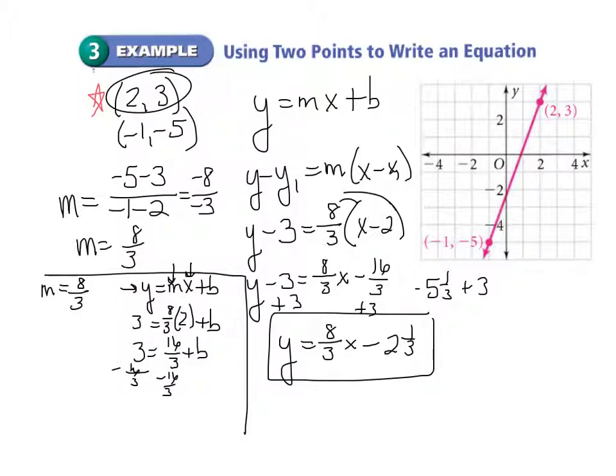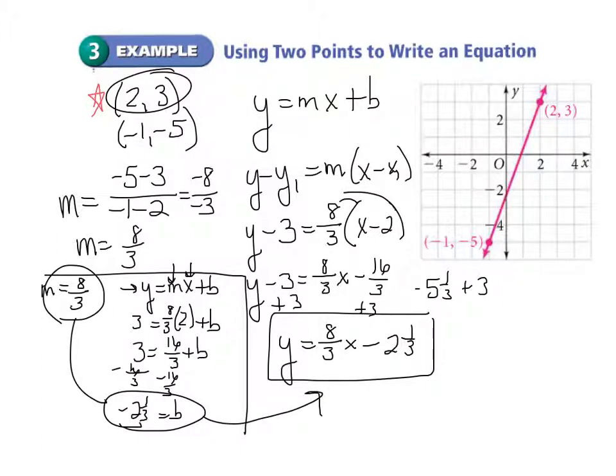That's the same as taking 3 minus 5 1/3, which would give you -2 1/3. You could take the slope and the y-intercept, plug them in, and you would get the same answer. The next thing we're going to do is actually use data from tables, t-tables, to write an equation.